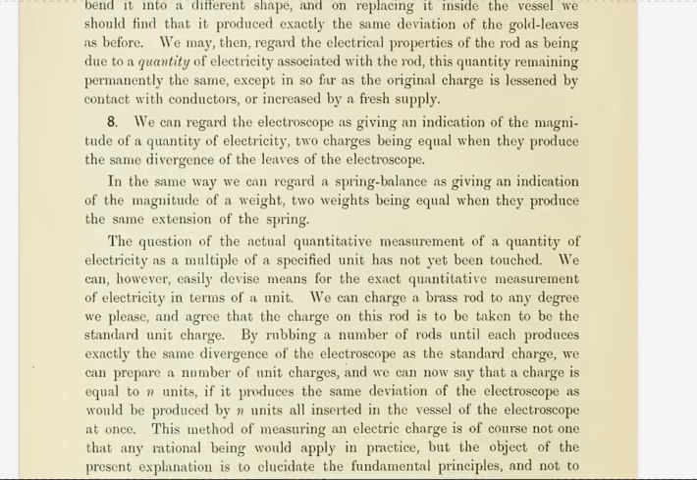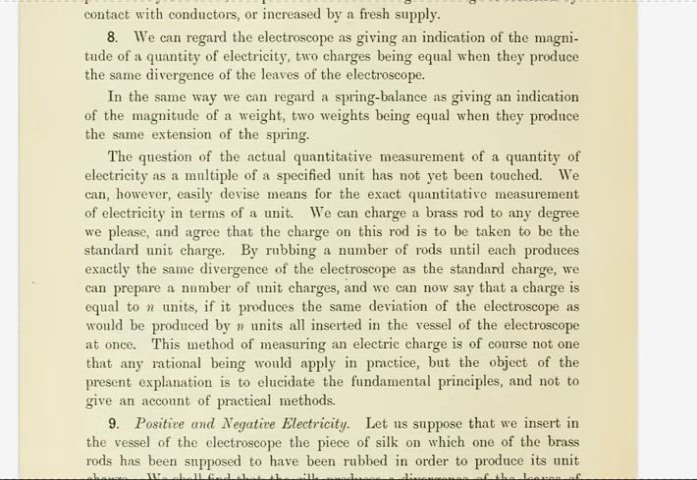8. We can regard the electroscope as giving an indication of the magnitude of a quantity of electricity, two charges being equal when they produce the same divergence of the leaves of the electroscope. In the same way we can regard a spring balance as giving an indication of the magnitude of a weight, two weights being equal when they produce the same extension of the spring.